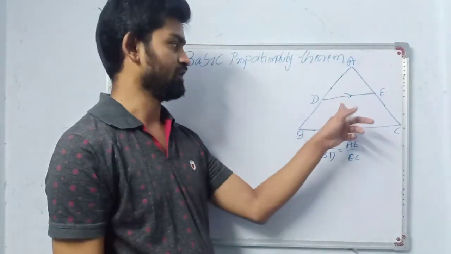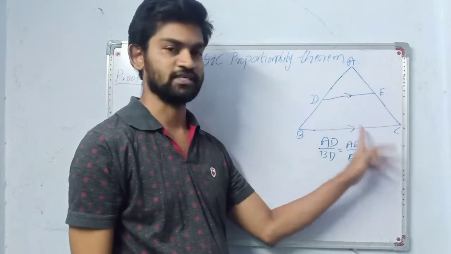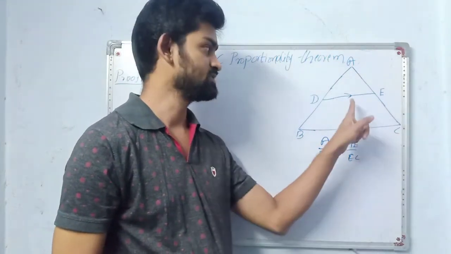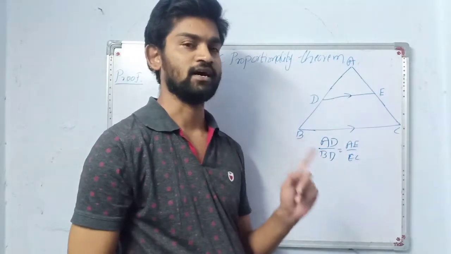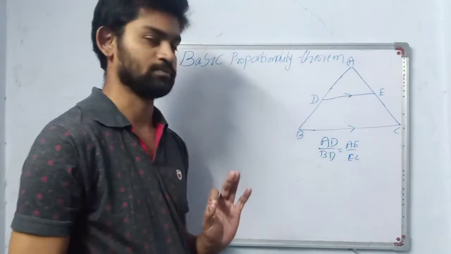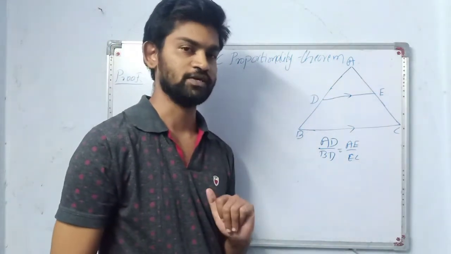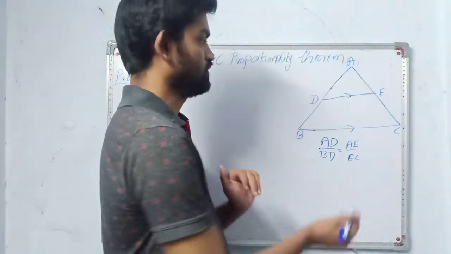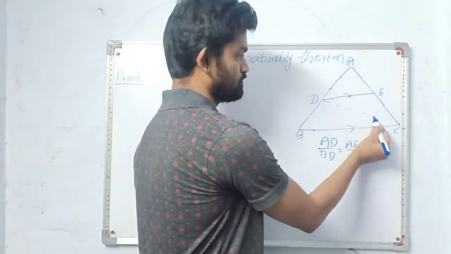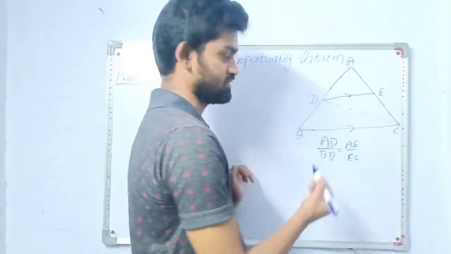So if a line is drawn parallel to one side of the triangle, meeting the other two sides at distinct points, then this line will divide the other two sides in proportion. That is the statement of the basic proportionality theorem. We'll see the proof now. So let me join these. It's a construction.